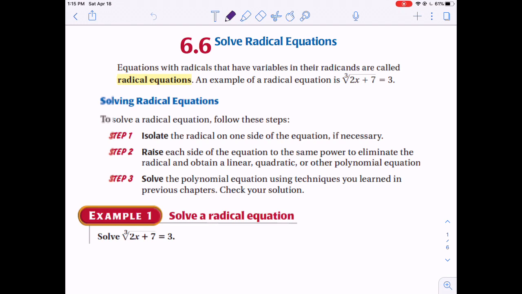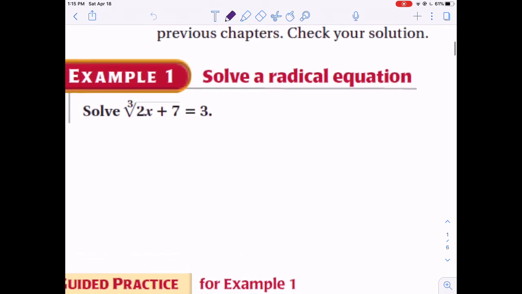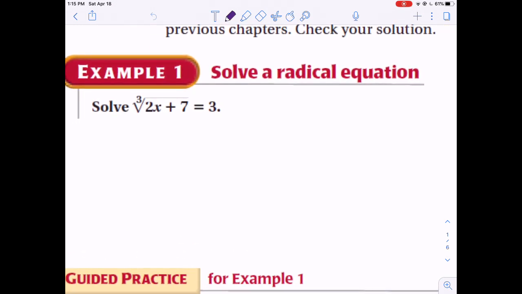A couple of examples for you. Example 1, solving a radical equation. I look at this problem. It's an equation. It's got a third root. And looking at it, it looks like it's already isolated. Step 1 is already done. I've got that thing isolated. So now, step 2, I have to do the opposite to each side to get rid of the root. You can also think of this as 2x plus 7 to the 1/3 power, right? Equals 3.